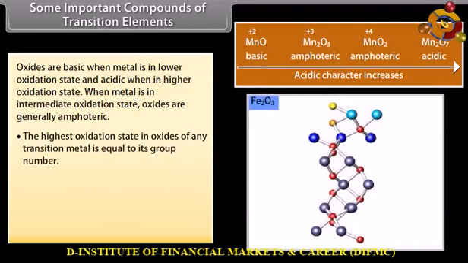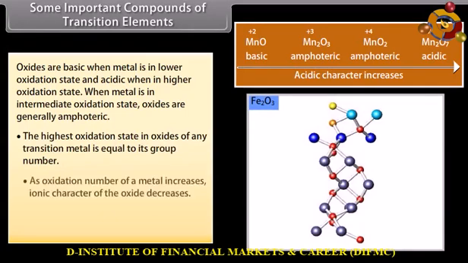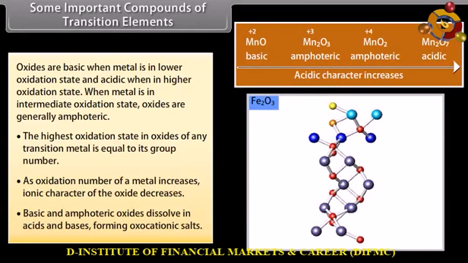The highest oxidation state in oxides of any transition metal is equal to its group number. As the oxidation number of a metal increases, the ionic character of the oxide decreases. Basic and amphoteric oxides dissolve in acids and bases, forming oxocationic salts.